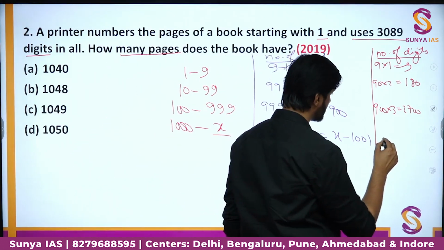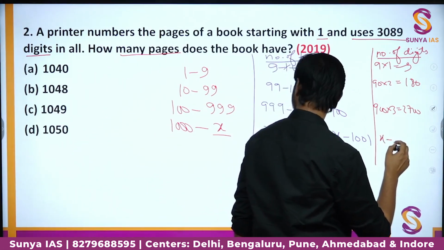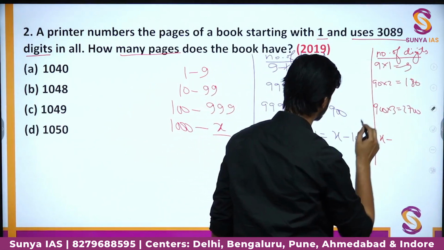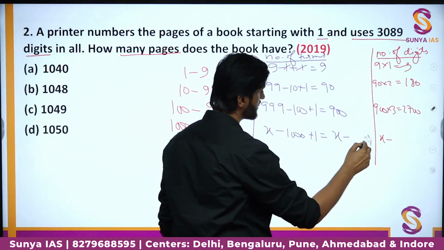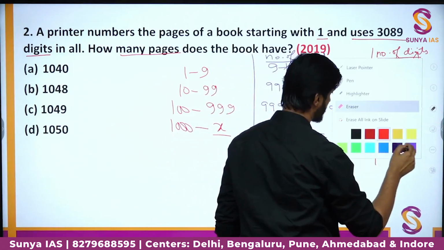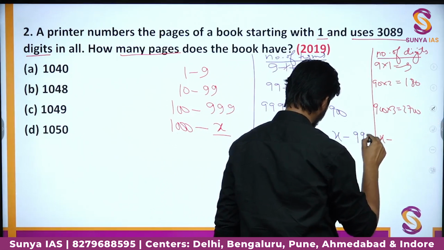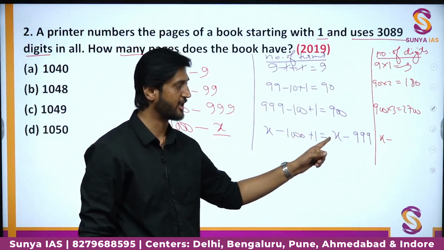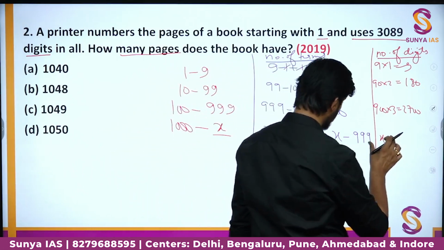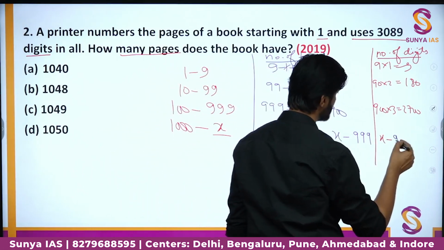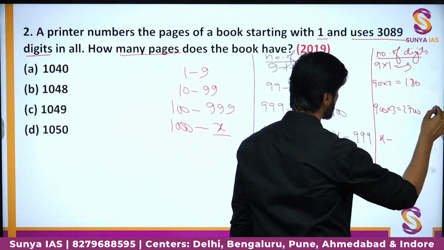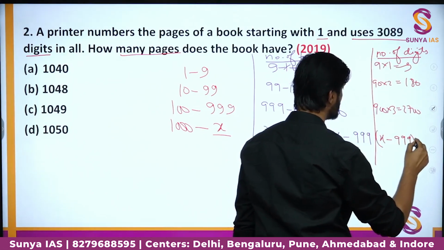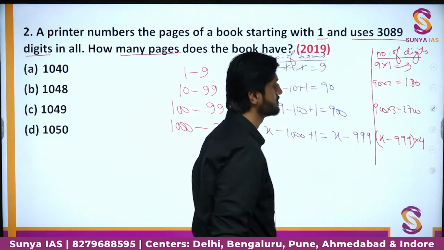So, the number of digits will be x minus, sorry, it is not x minus 1001, just a small mistake, it is x minus 999. Okay, I made a small mistake here, it is minus 1000 plus 1, which becomes x minus 999. I apologize for that. Now we have x minus 999 into 4 digits, all of them.